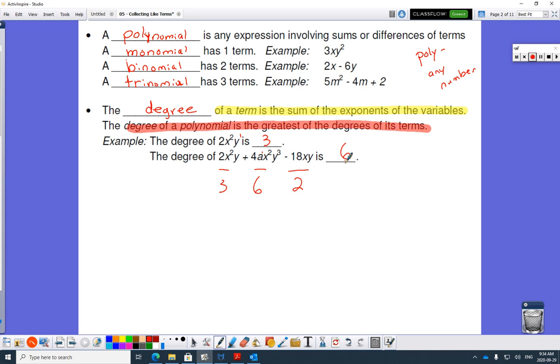So 2 different ideas in 2 sentences. 1, degree of a term, where you just add up the exponents of the variables. And then degree of a polynomial, you got to do them all and find out which one had the biggest.